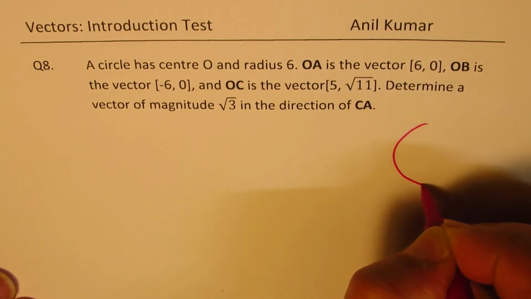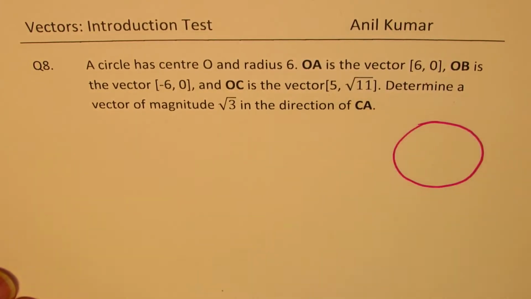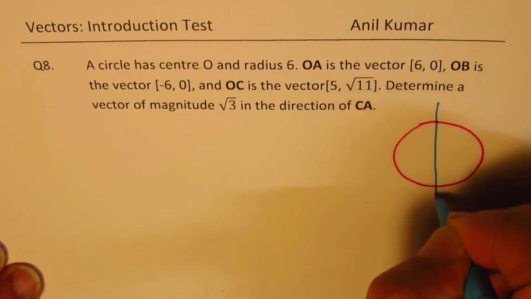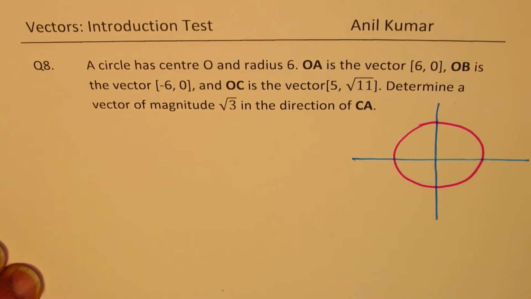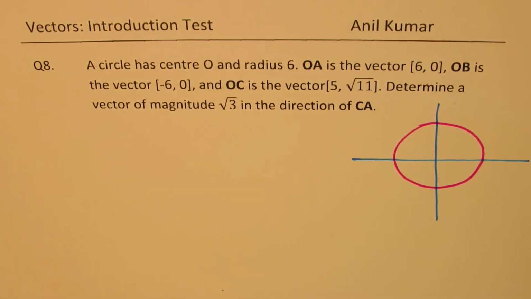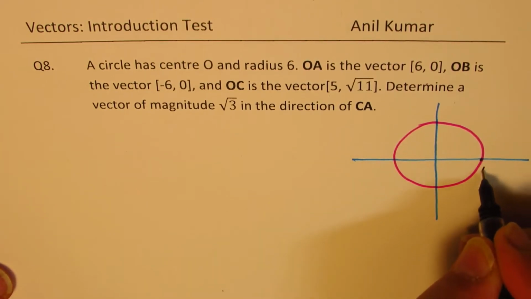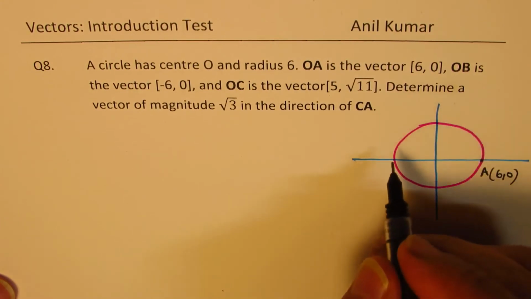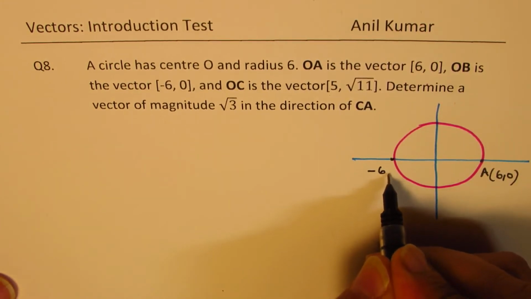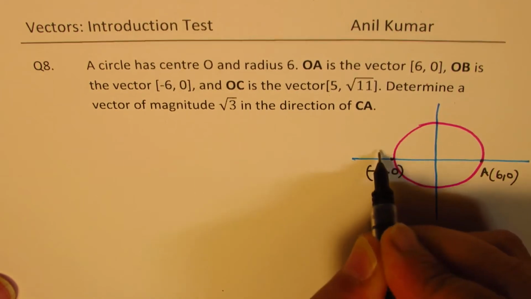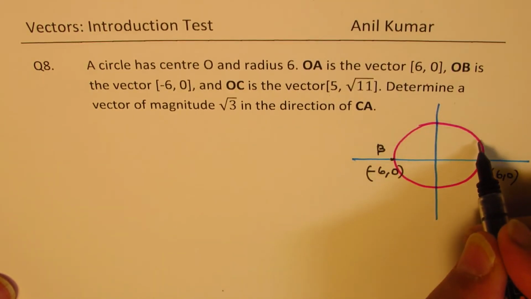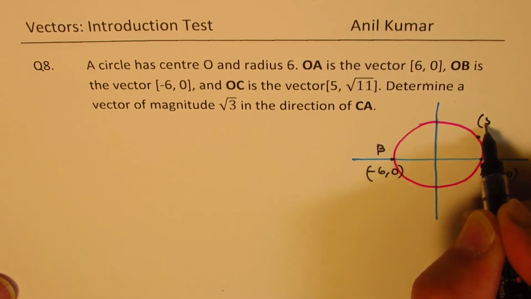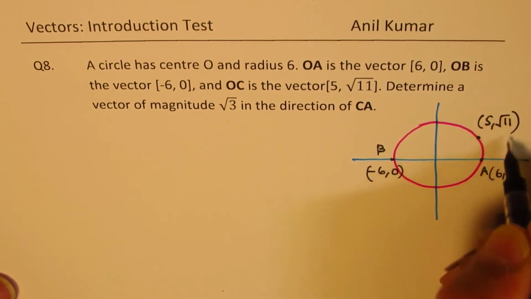So let's make the circle here. This circle is of radius 6 units. We are given 2 points which are basically the x-intercepts. One of them is A, (6, 0). (6, 0) means this point. Let's say this is A, which is (6, 0). Then we are given B, which is (-6, 0). That is B. We are given C, which is somewhere here, (5, square root of 11).